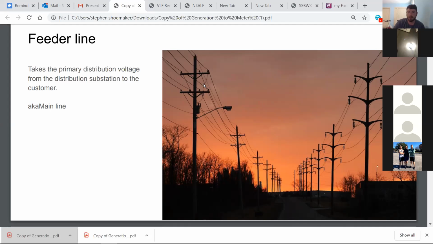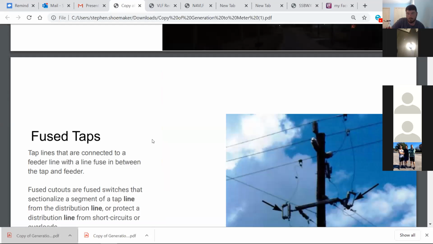Okay, so looking at your picture here, left and right lines, which one's your feeder circuit? Which one's your transmission circuit? Left is feeder, right is transmission. Correct.